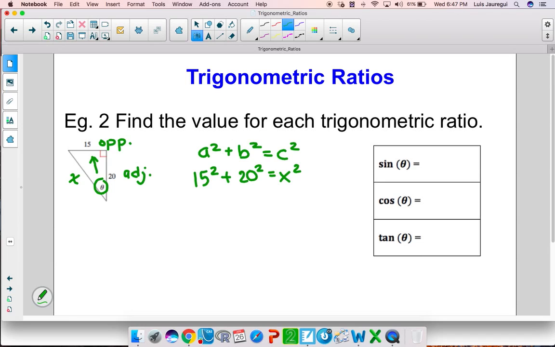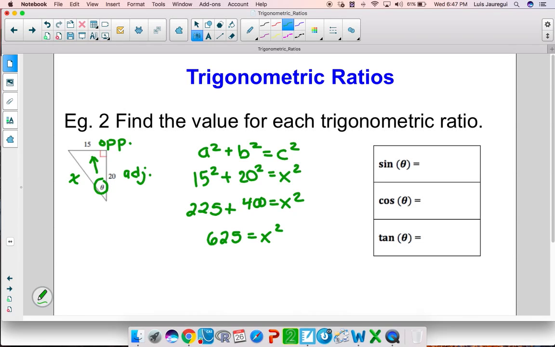So now what? Well, we need to square the 15. So what is 15 times 15? We know that's simply 225 plus 20 squared, and 20 squared is simply 400. That's equal to x squared. So we can add these two together. We have 225 plus 400. That will give you 625 is equal to your x squared.